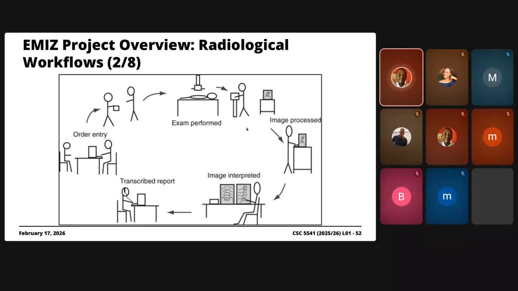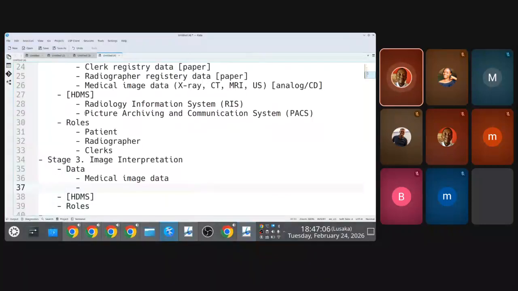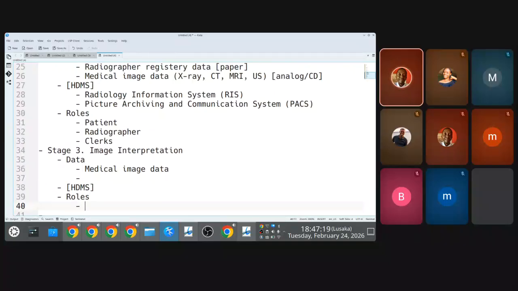Okay, so there's that, and then we notice here, after the interpretation, the idea is when an examination is conducted, you have a medical image that is generated. This is used as input to the image interpretation stage. And at the image interpretation stage, you have a radiologist.